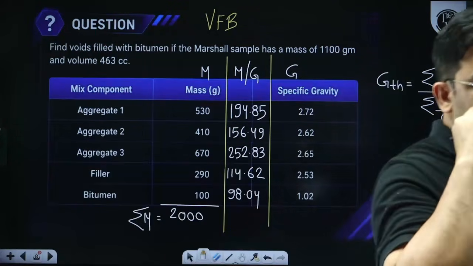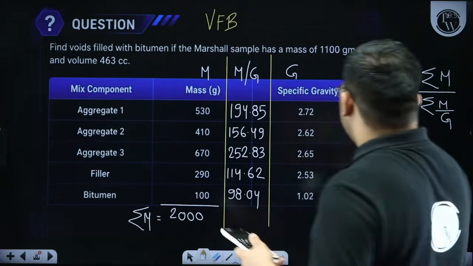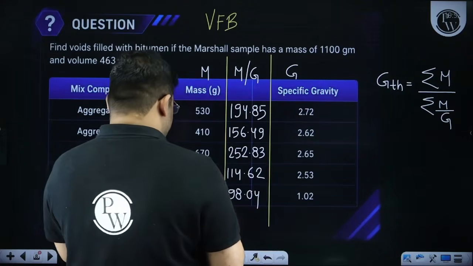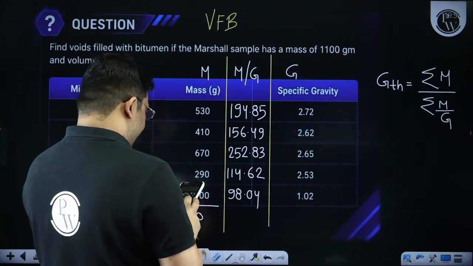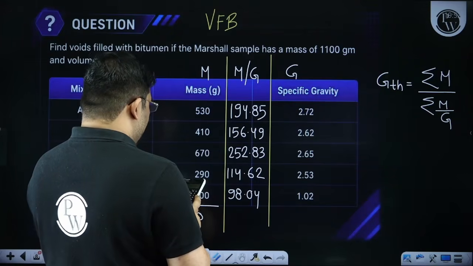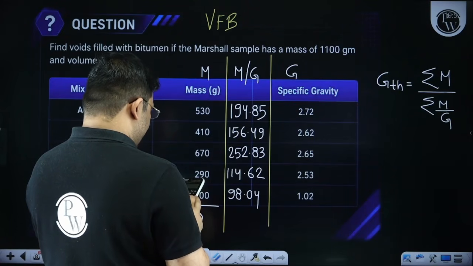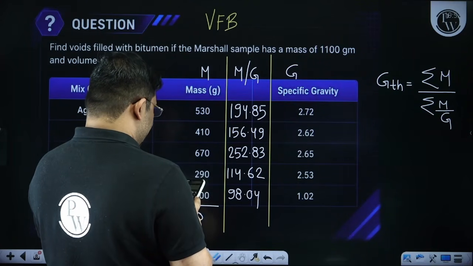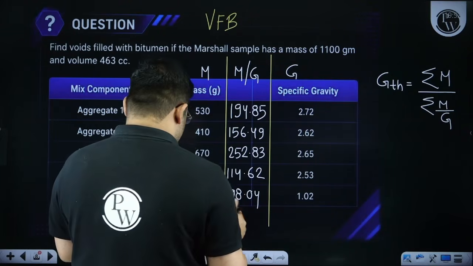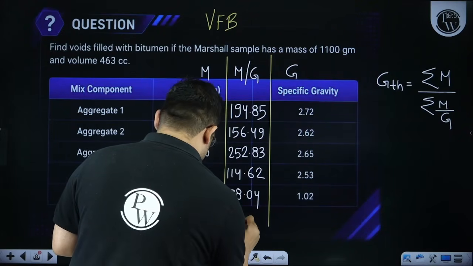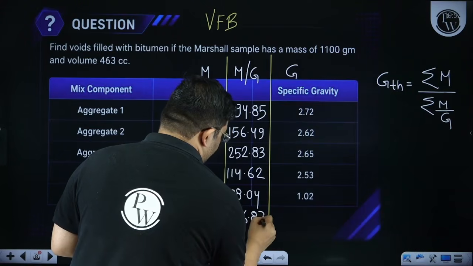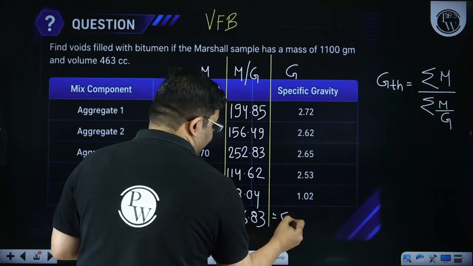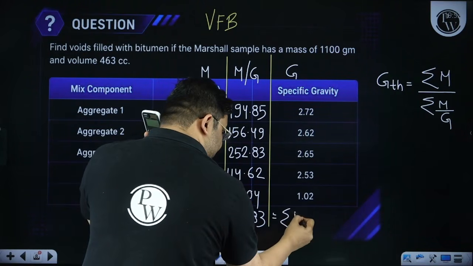Then we have what? The summation of mass by specific gravity. So this I am getting how much? Let me add this 194.85 plus 156.49 plus 252.83 plus 114.62 plus 98.04. This I am getting is 816.83. This is the summation of mass by specific gravity.